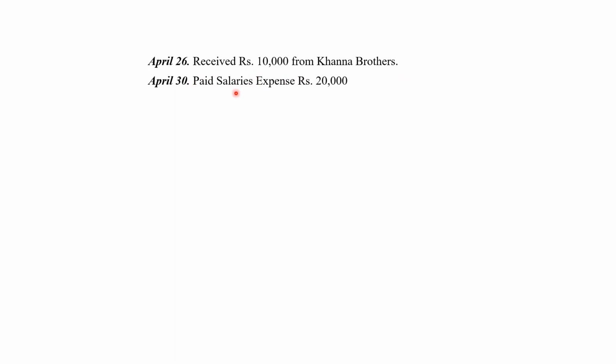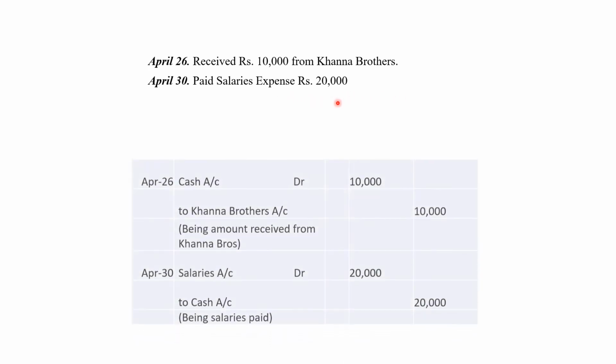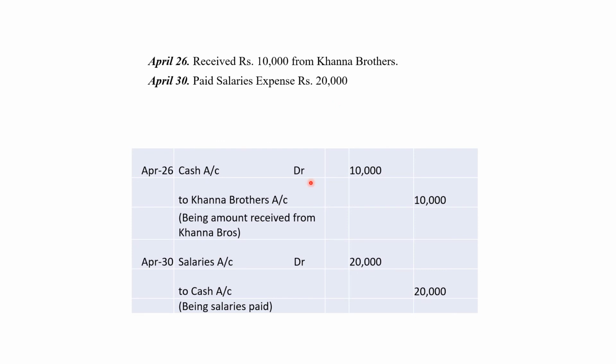Paid salaries. Salaries are an expense. What has gone out? Cash has gone out. So debit all incomes and expenses. Again a nominal account over here. So you have salaries account debtor 20,000 to cash account 20,000. Right? So these are your transactions over here. Cash account debtor 10,000 because they have received 10,000 from Khanna Brothers, to Khanna Brothers because they credit the giver, being amount received from Khanna Brothers. That's a narration over here.